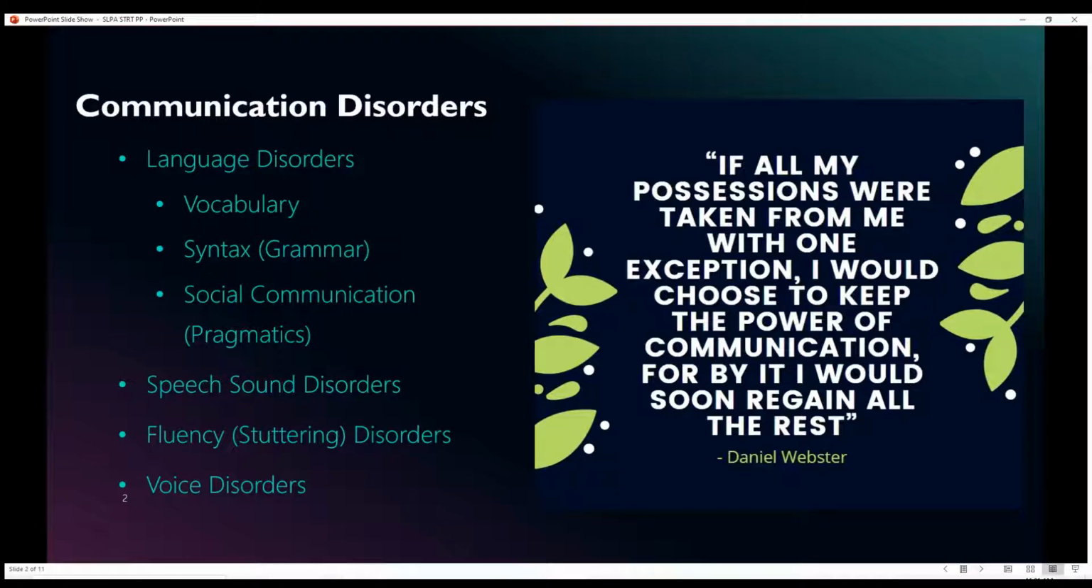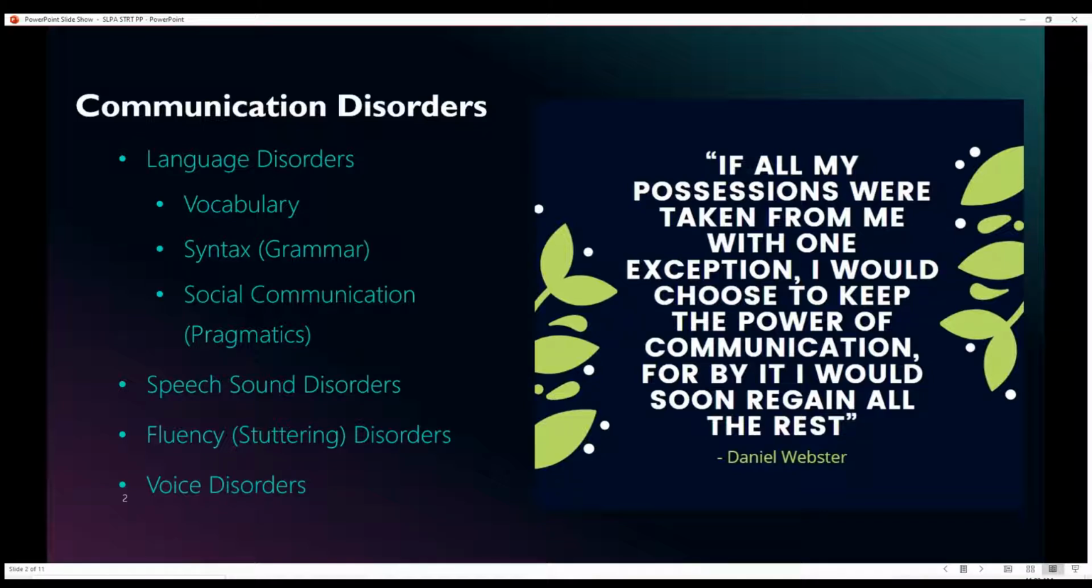Speech-language pathology assistants work under the direct supervision of a licensed speech-language pathologist. They work with individuals who have been diagnosed with a communication disorder. So what is a communication disorder? Well, communication disorders include the following types.